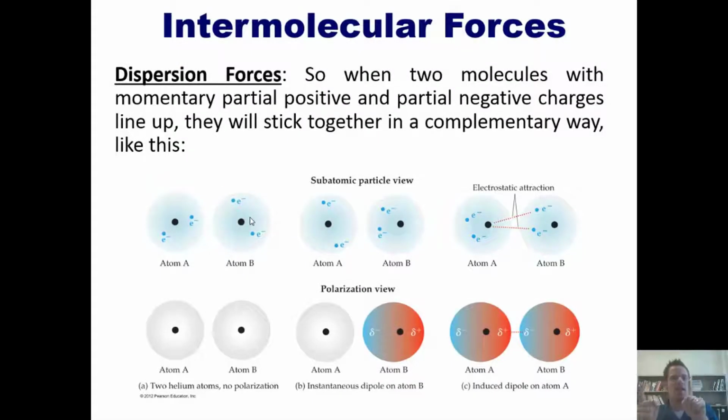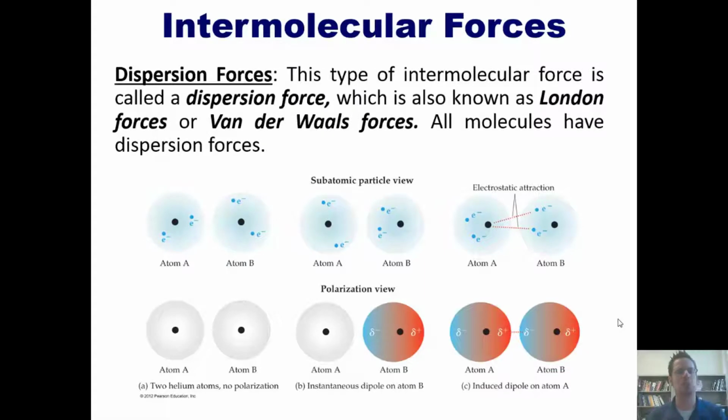Once they stick together, then the electrons start vibrating back and forth in a complementary way, so that at any given moment, the partial positive on one atom is next to a partial negative on the other, and vice versa. They start, in essence, resonating back and forth complementarily. A similar thing can happen between multiple atoms in molecules when molecules stack on top of each other. This type of intermolecular force is called a dispersion force, which is also known as London forces or van der Waals forces. All molecules have dispersion forces, even molecules that also have dipole-dipole or hydrogen bonding.